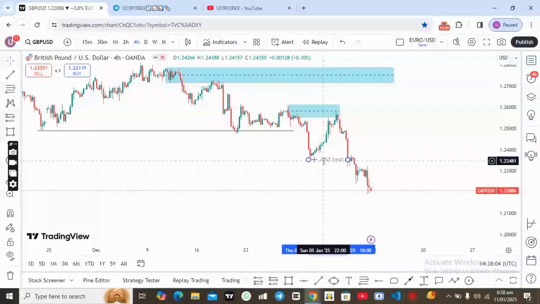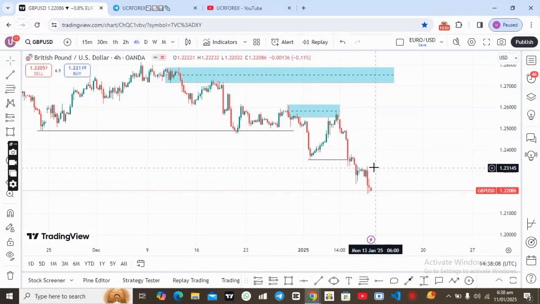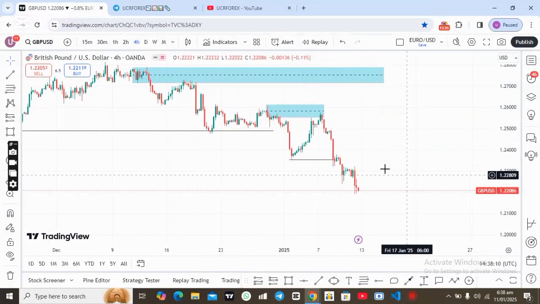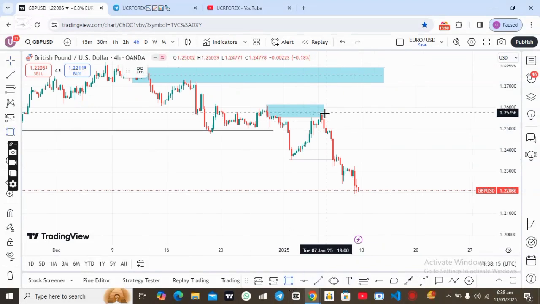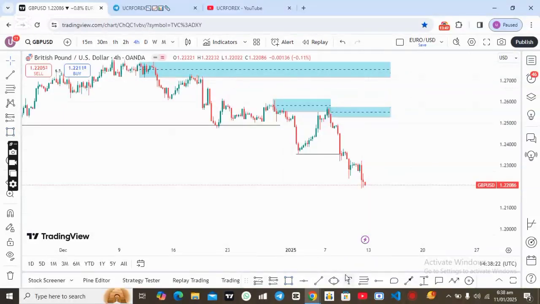So now we could see here we have a very good valid BOS, not like what we saw on Euro USD. This is a very good BOS. We are still on 4 hour time frame, but I can tell you that I've already seen a zone to sell from, which is a particular candle. Yeah, this is my extreme zone. This is the zone where I'll be looking forward to sell from.